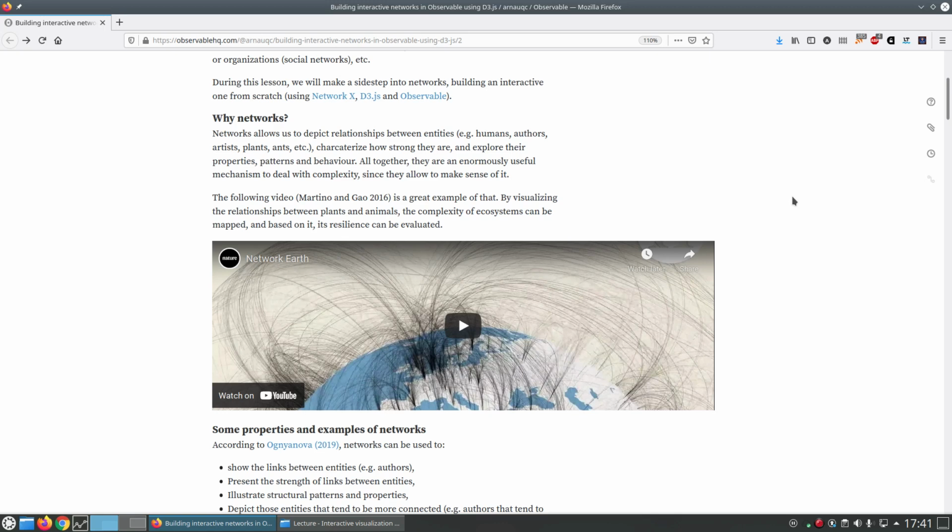So as I was saying, we can map relationships between humans, and this can mean that we connect humans because they have a friendship, or because they co-author a book together, or because they are somehow connected through an acquaintance, or because they're a pupil and a student. But we can also visualize entities that actually are not humans.